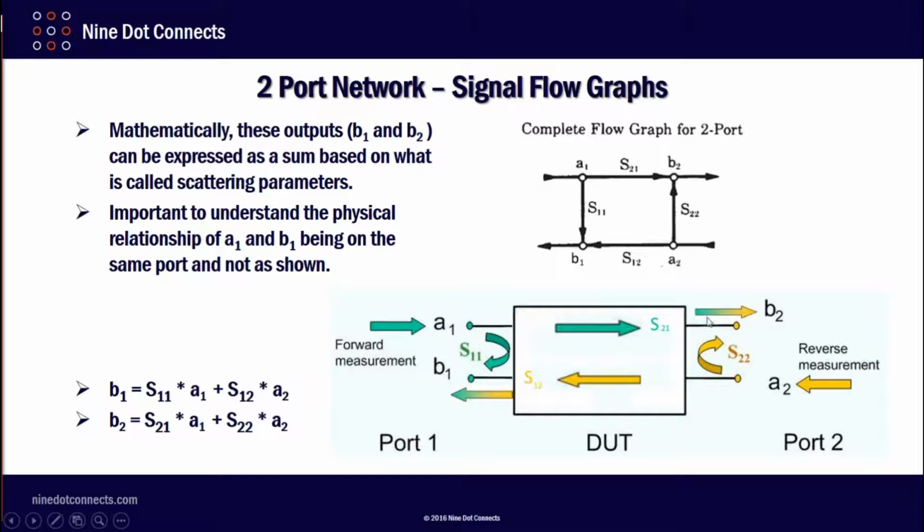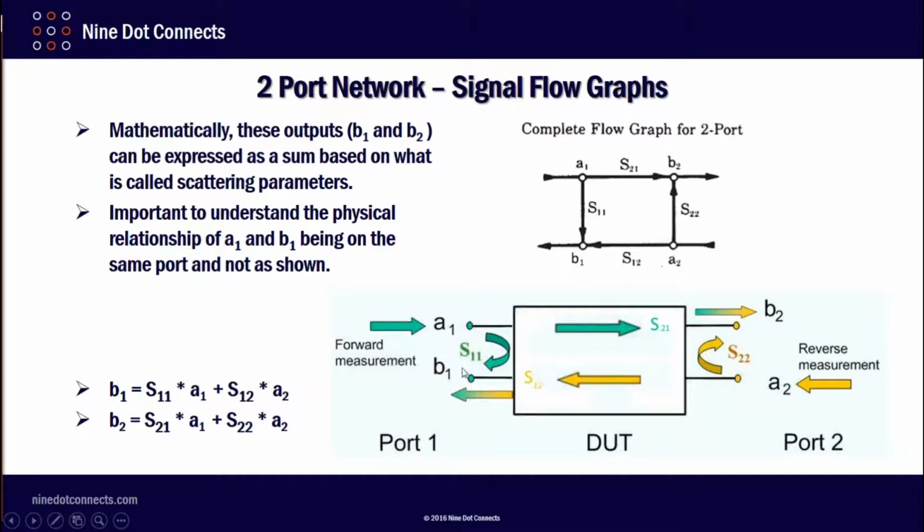But also notice that this arrow has two colors to it. That's because, if you'll notice up here in this diagram, B2 is a function of S21 times A1 and S22 times A2. If we have a reflected wave coming back to this port as A2, then part of that is going to interact with the wave coming from A1. So you're going to have a summation of these two voltages creating B2 right here.